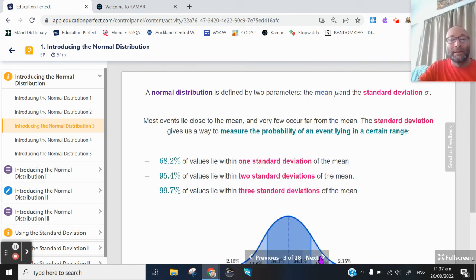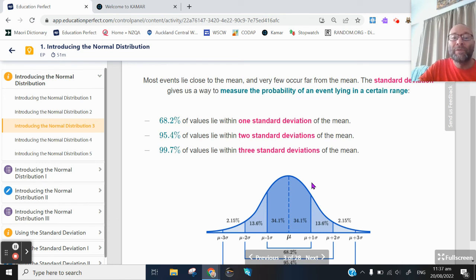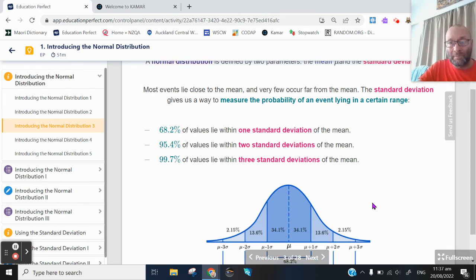Okay? Next, a normal distribution is defined by two parameters or two measurements, and these are known as the mean, with the Greek letter mu, and the standard deviation, Greek letter sigma. Most events, as I said, lie close to the mean, with very few far from the mean.